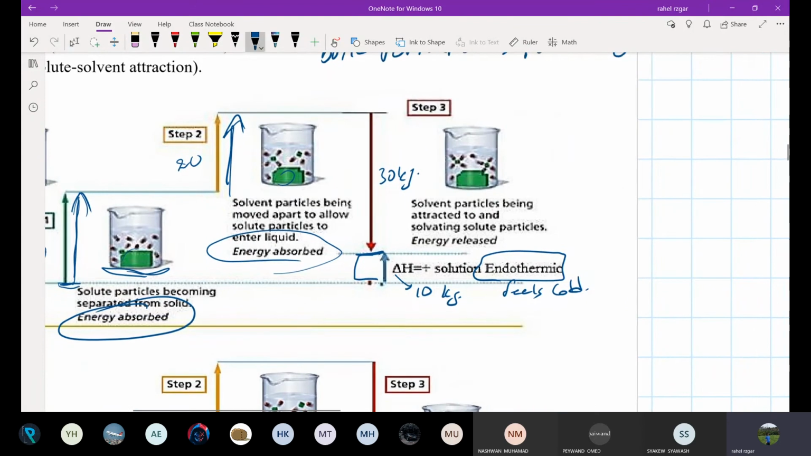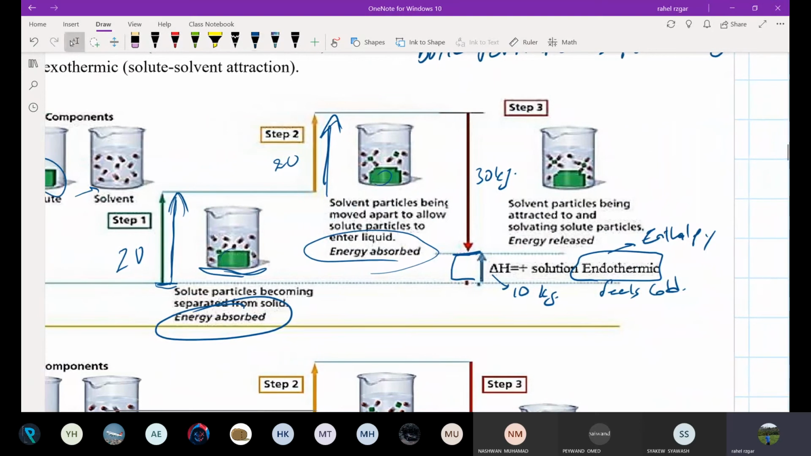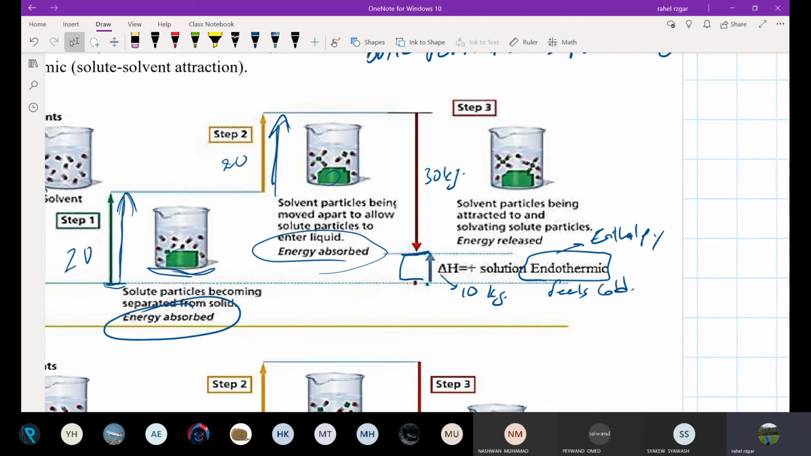This is called the enthalpy. The last part, we have both absorb and release. Sometimes at first it's absorbed, then it is released. If absorbed is higher than the released amount, that solution becomes endothermic.